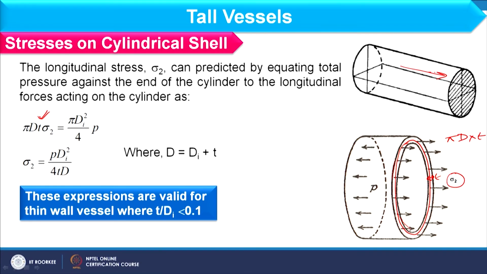push it, right. So, the working area for this pressure in the longitudinal direction will be pi d_i square by 4, that is the inside cross sectional area. So, sigma 2 we can consider as pi d_i square by 4 into P, divided by pi d T, where d is basically d_i plus T. In this way we can find the longitudinal stress and hoop stress in a cylindrical shell. This will be used to design a tall vessel.